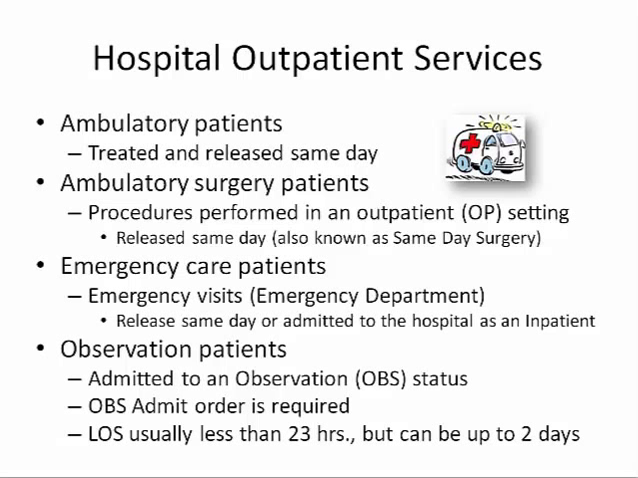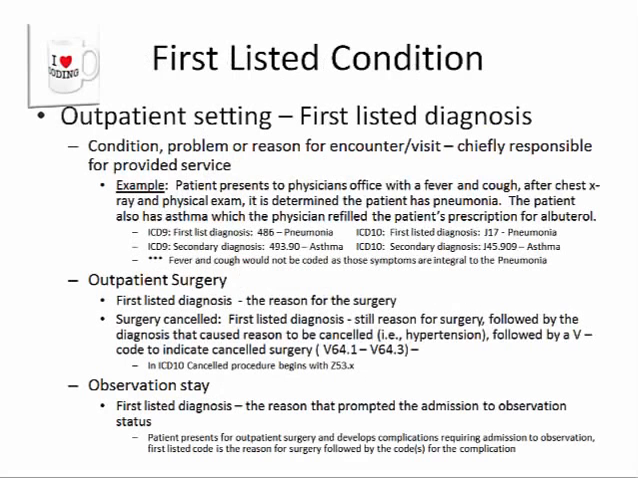Observation patients. For an observation patient, there needs to be an admission order by the admitting physician that shows the patient is being placed in an observation status. The length of stay is usually 23 hours or less, but it can be up to 2 days, and I've even seen a patient in observation status longer than 2 days. It really depends on the patient's circumstance, as sometimes they may never meet inpatient criteria, so they stay in that observation status.